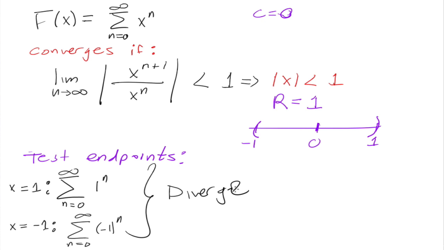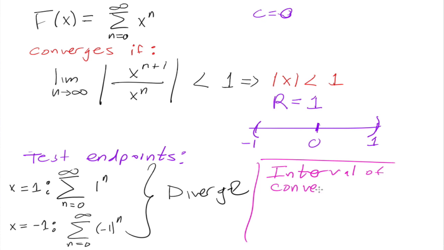So then what you can do is you can write down what's called the interval of convergence. And the interval of convergence is just exactly what it sounds like. It's the interval on which the series converges, which in this case is from -1 to 1, not including either, right? It's basically this interval that we wrote down on the number line.